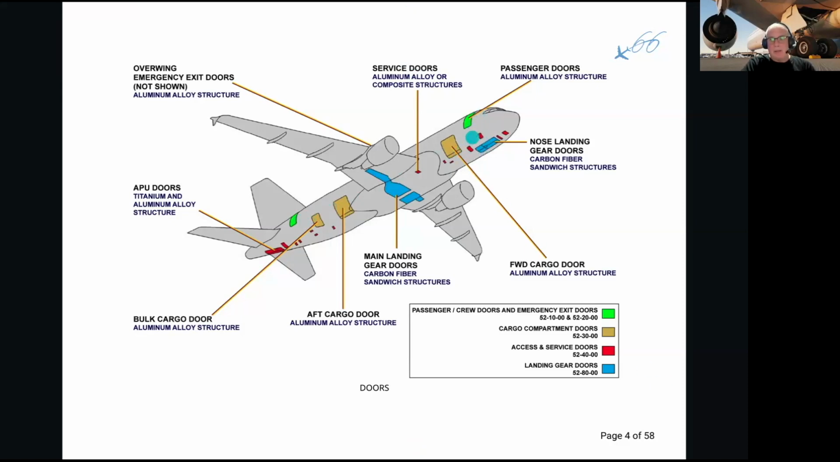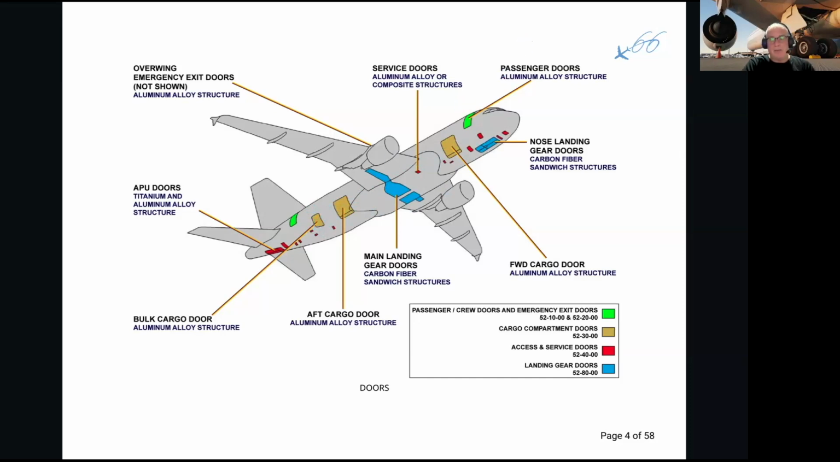Okay. Cargo compartment doors are indicated in this brownish green color, dark olive color. Okay, so on the 319, 320, and 321, we have 3 cargo doors. We have the forward cargo door, the aft cargo door, and the bulk cargo door. And on the 318, because it's so short, we don't have a bulk cargo door.